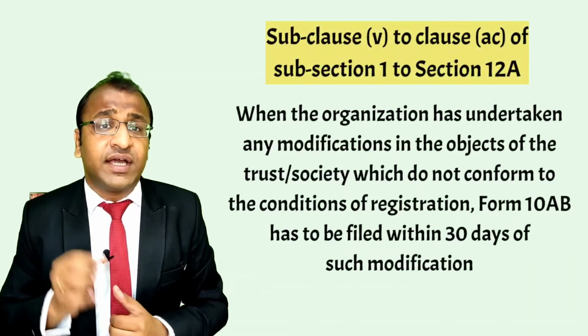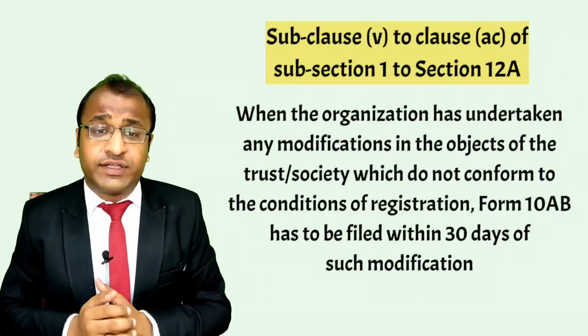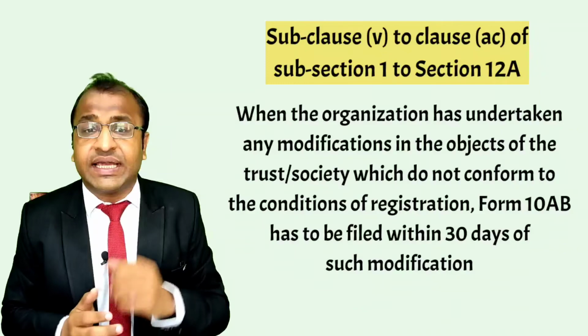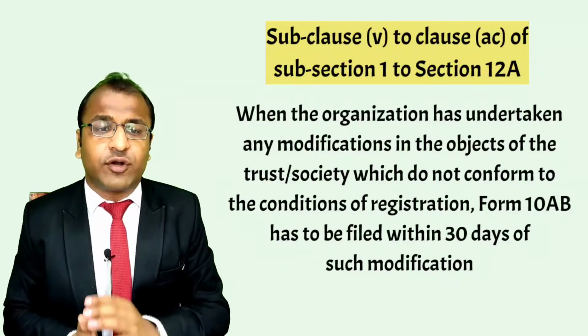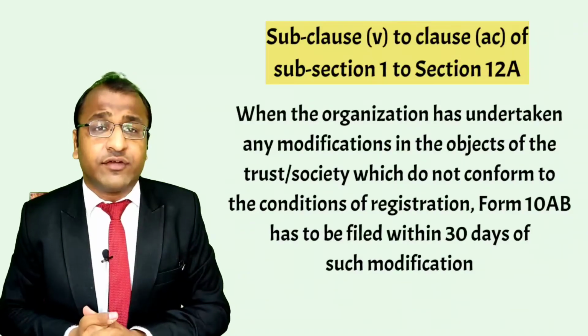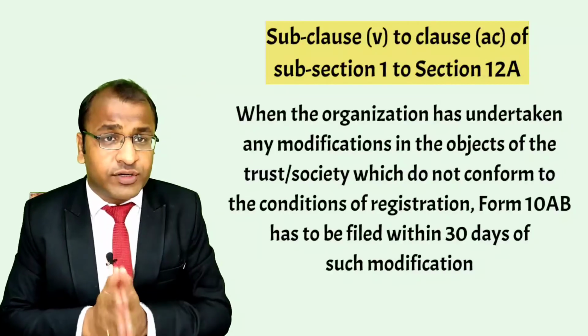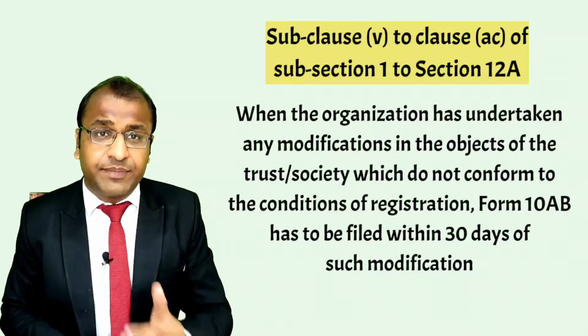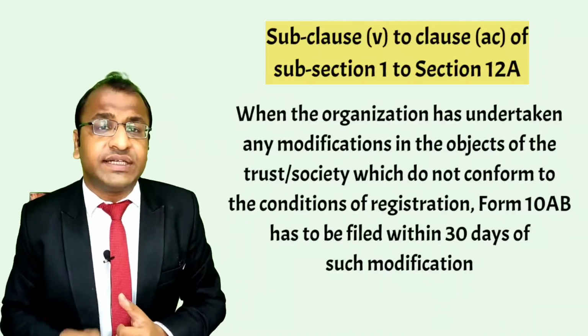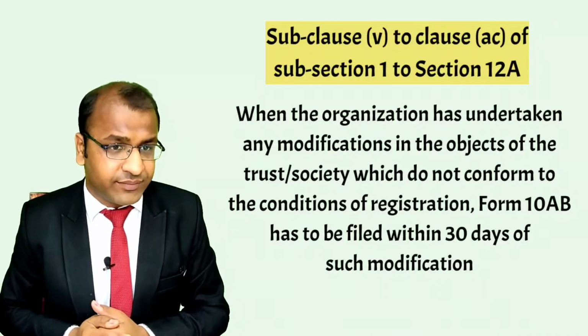And lastly, under subclause 5, when the organization has undertaken any modifications in the objects of the trust or society which do not conform to the conditions of the registration already taken, Form 10AB has to be filed within 30 days of such modification.